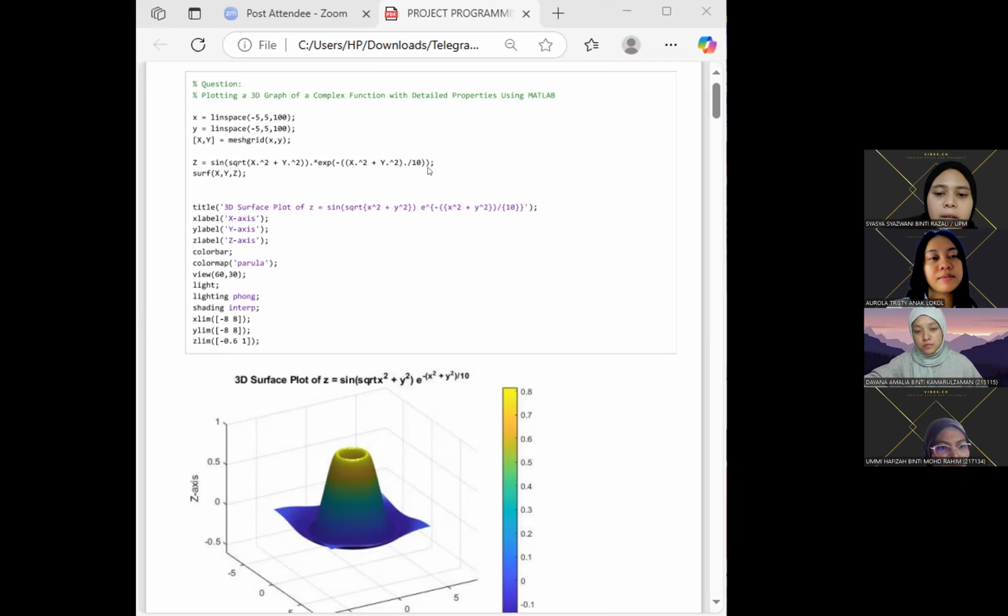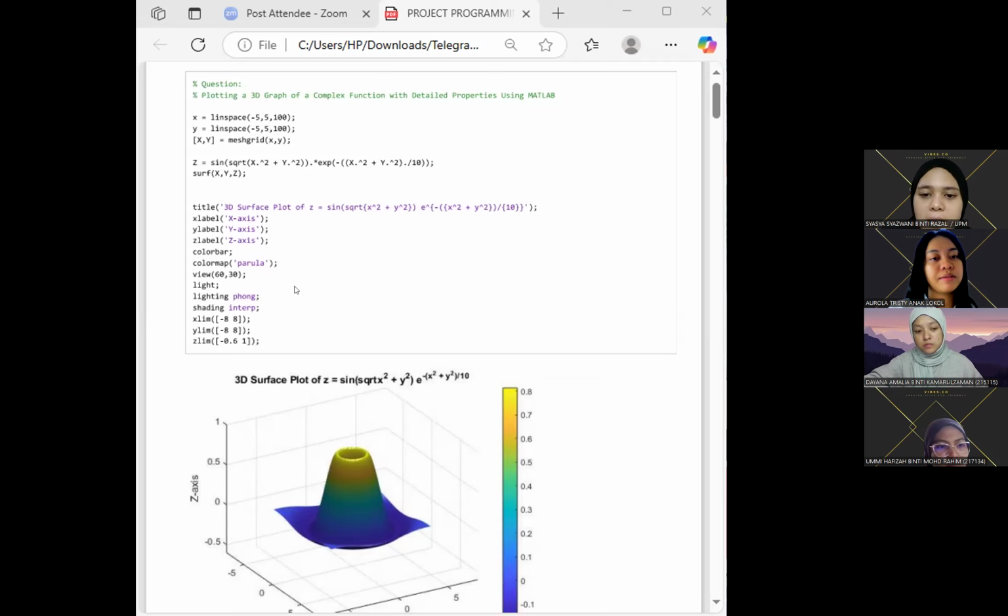Once we have the data, we use the surf command to plot the 3D surface. After that, we add labels and visual enhancements, which include a title, axis labels and a color bar. Also, we use the colormap. We also set the viewing angle to 60 and 30 so that the 3D shape is easy to observe.